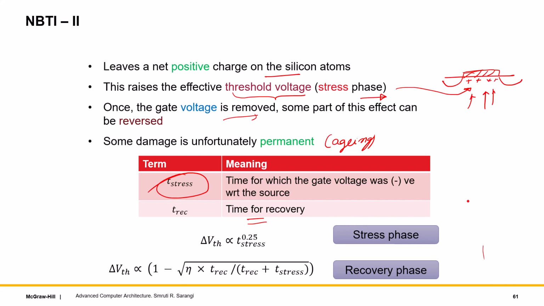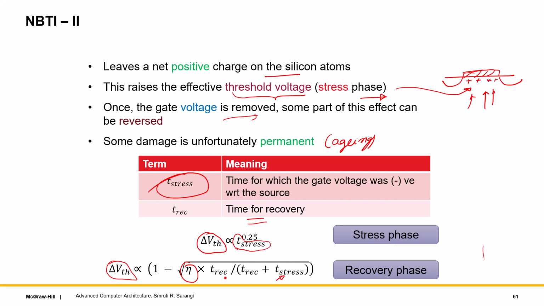So what has been shown, again these are approximate equations, is that the change in the threshold voltage, delta VTH, is proportional to the time that you are stressing for, to the power 0.25. So this basically means that it's sort of a weak function of the stressing time, but it's nonetheless there. The recovery, which is again the amount of voltage that you recover, varies like this. It is 1 minus square root of a function times T rec by T rec plus T stress, which is kind of getting normalized by T stress in a certain way.